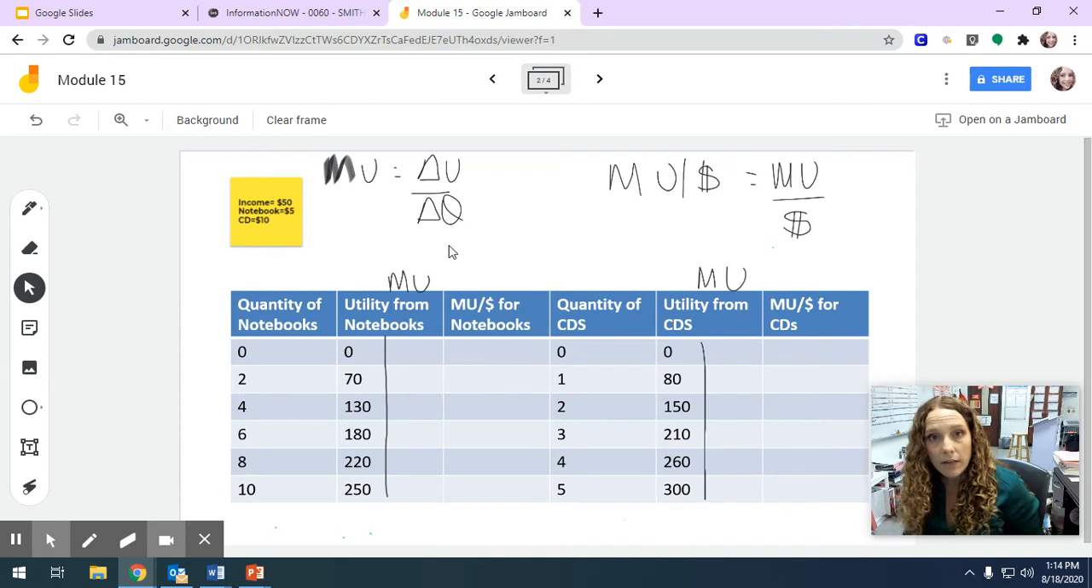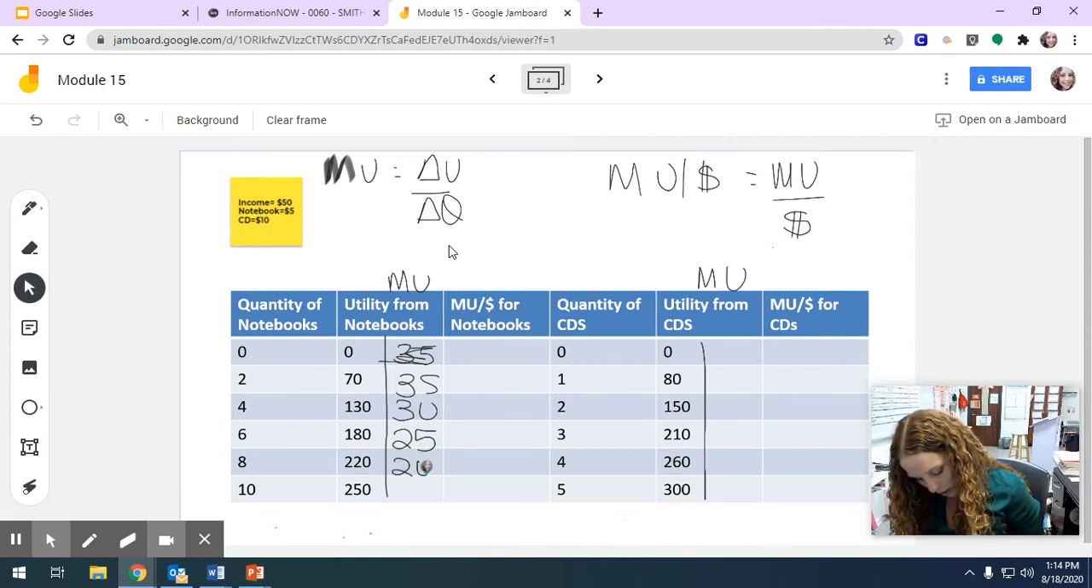That's a change of 70 in my utility, but notice that my quantity changed by 2. So that is a marginal utility, actually, of 35. Then we went from 70 to 130, okay? That is a change of 60 divided by 2 is 30. Then over here, 130 to 80, that's a change of 50 divided by 2, which is 25. Then we had a change of 40 divided by 2, which is 20. And then we had a change of 30 divided by the change in quantity 2, so that's 15. So that's my marginal utility at each of those points.